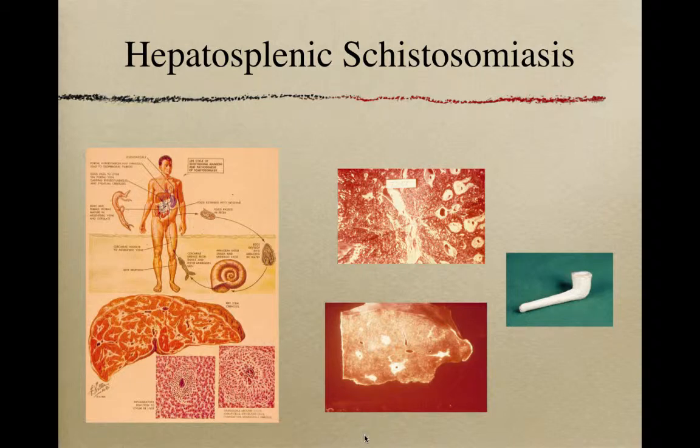So, as I said before, those eggs often get washed back through the mesenteric vein into the portal vein, and those eggs get deposited around the portal circulation. And when they do, they fibrose, and they cause what's called pipe stem fibrosis, which is named after these old-fashioned pipes. And these are really the fibrosis that occurs around that portal vein itself.